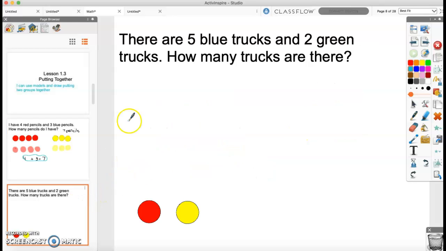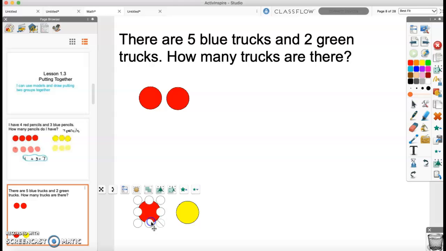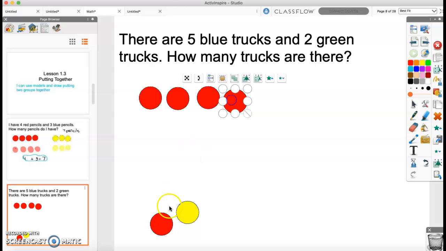Our next problem says there are 5 blue trucks and 2 green trucks. How many trucks are there? So first, I'm going to model how many I have. I have 5 blue, so I'm going to put up 5 red counters for the 5 blue. So 1, 2, 3, 4, 5.